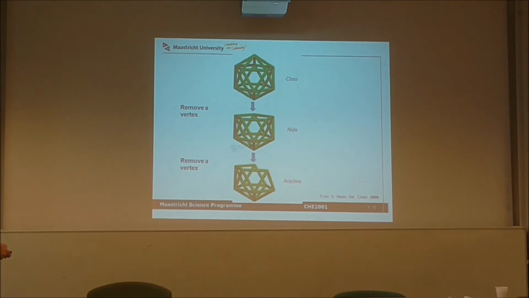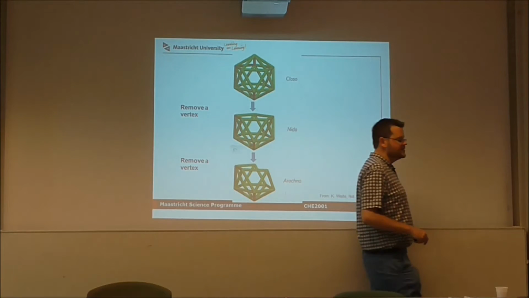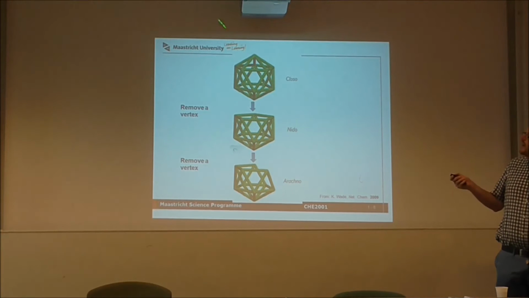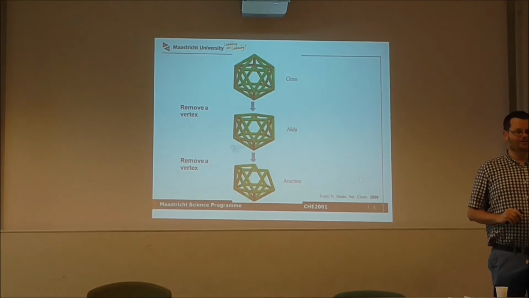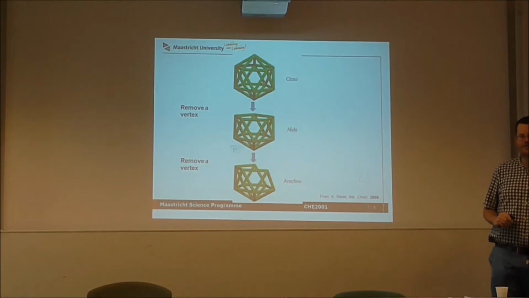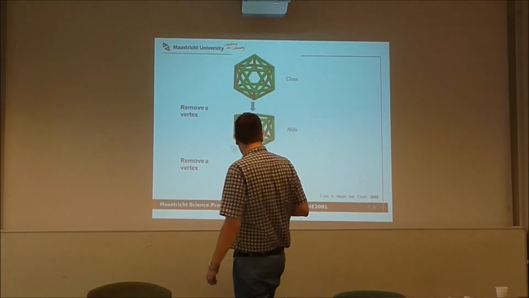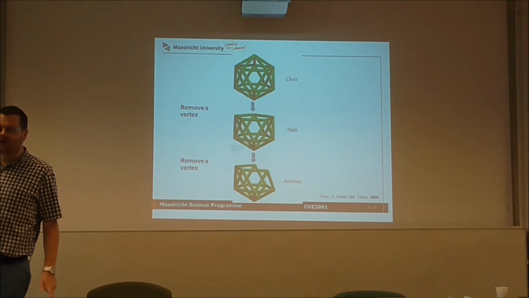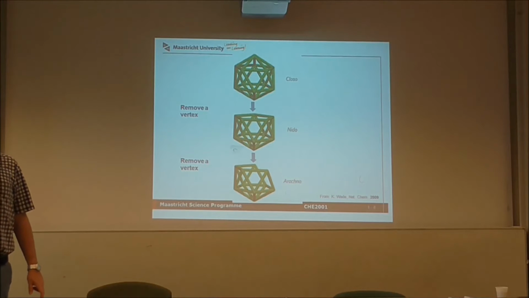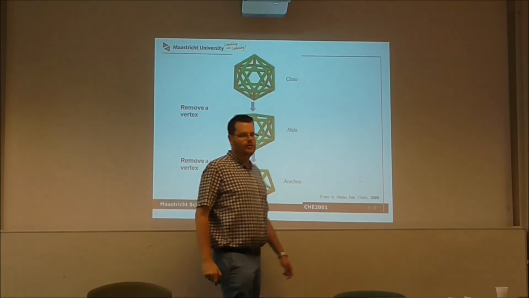Now, just again to show you what we're actually doing here, we start with the closo structure, we remove a vertex, we get nido, we remove a second vertex, we get arachno. By the way, you can go in the other direction. You can add a vertex to the closo, and that's called hypercloso. You can remove a vertex from arachno, and what do you have? Hypo, right? And you can remove another vertex from hypo, and you have something called clado.